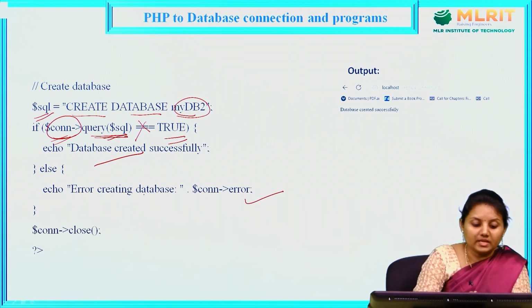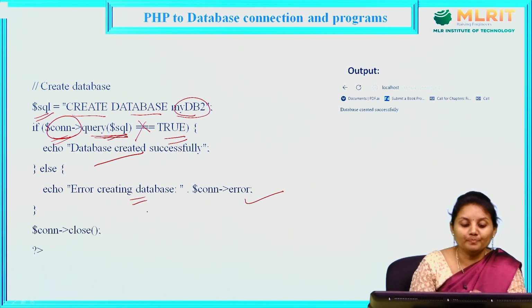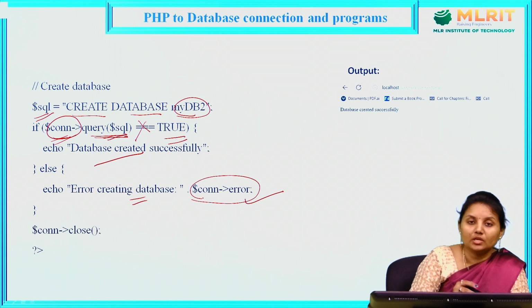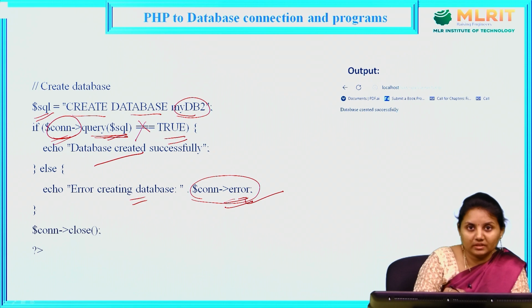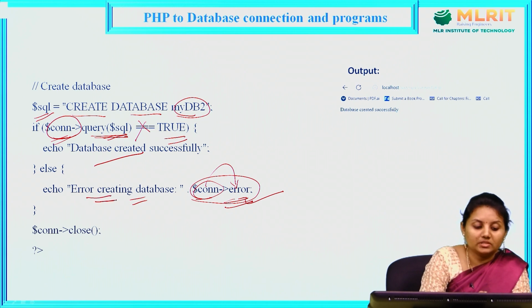So for getting the error messages, you have to give this $con error. This is a type of associative array you can think of, and this is a connection which is taking the error message, and that error message also we are passing here. So it is displaying that.